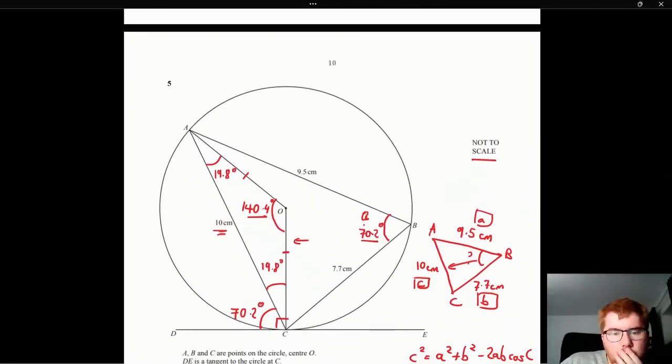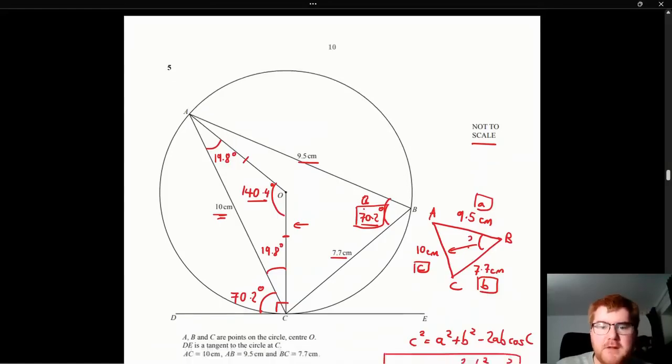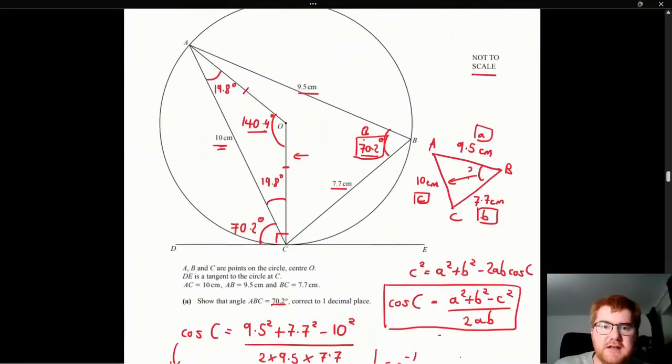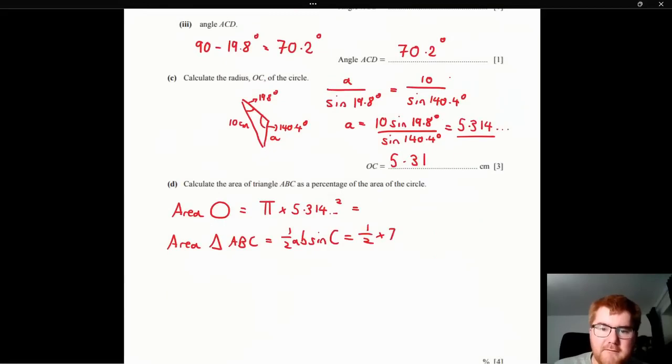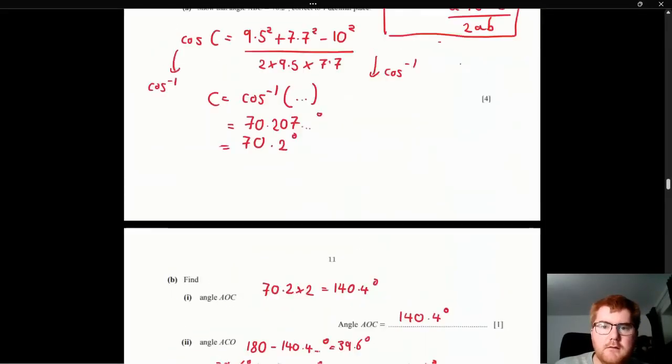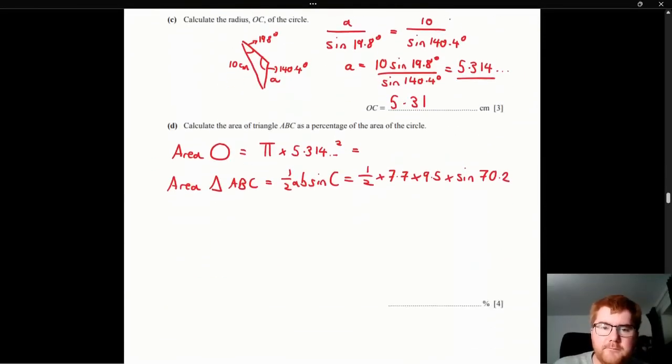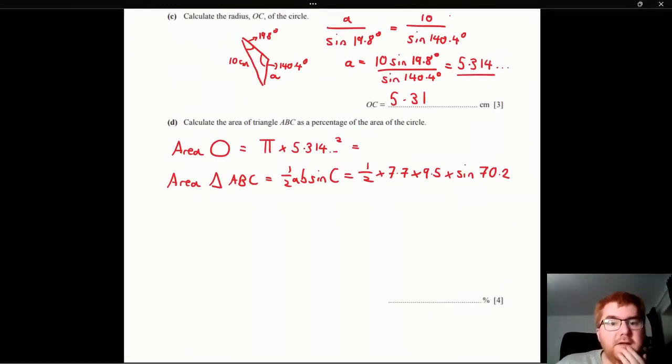ABC, yeah, just using this angle and then these two sides make a lot of sense here to work out the big triangle. So we're going to use half ab sine C here, which is a formula you need to know. That means we're going to do a half times, let's see which sides we're using here, 7.7 and 9.5 times the sine of the angle in between, which was the 70.2. Okay, and then we need to work those out.